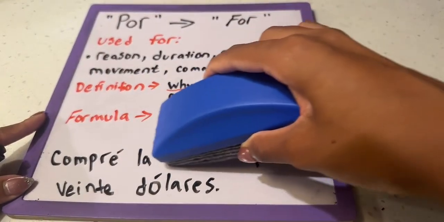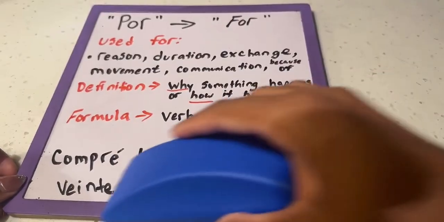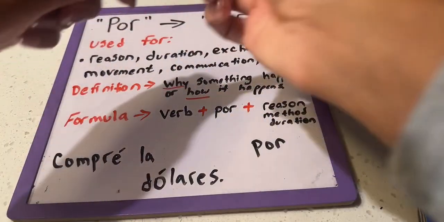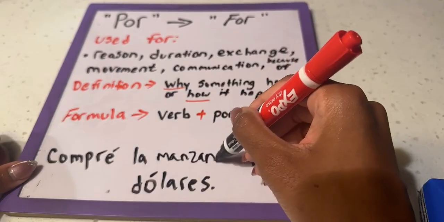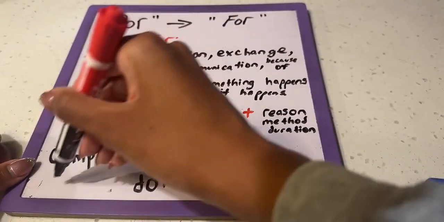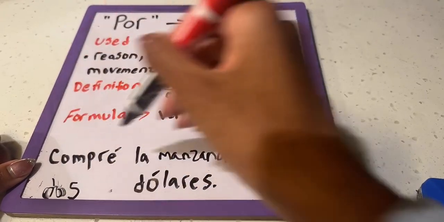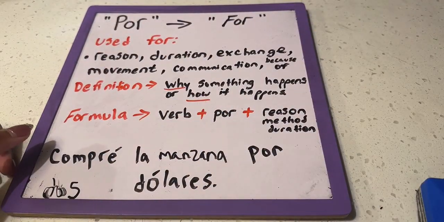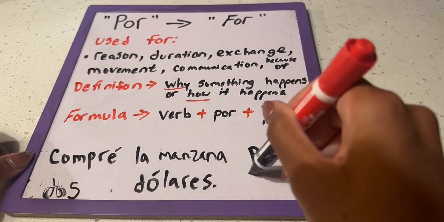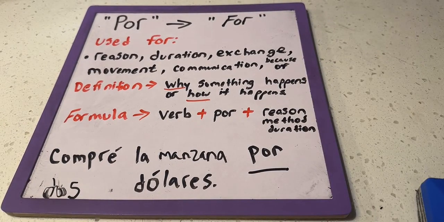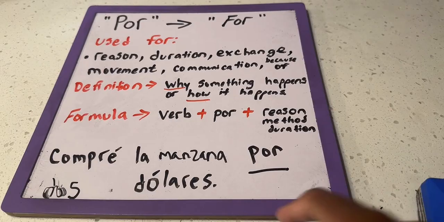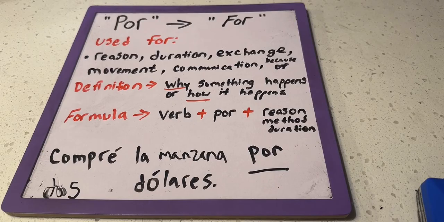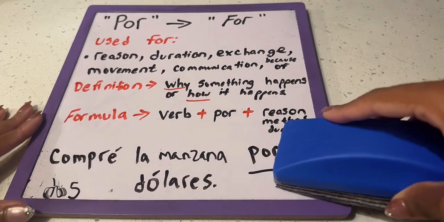So just to show you how easy it is, let's go ahead and say apple, manzana. Okay? Compré la manzana por $2. I bought the apple for $2. That's an expensive apple, isn't it? But yeah, anytime you're talking about exchanging money for a product or service, we're going to say por in that case. That's how we use it for the exchange. All right.